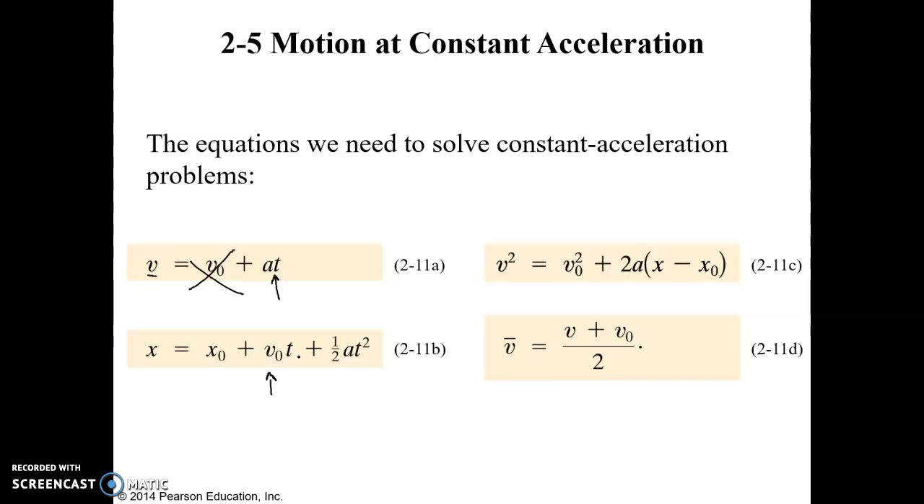x equals x naught plus v naught t plus 1/2 a t squared. So let's write out that equation. Actually, since we're talking vertical displacement, let's use y's instead. So we've got y equals y naught plus v naught t plus 1/2 a t squared.